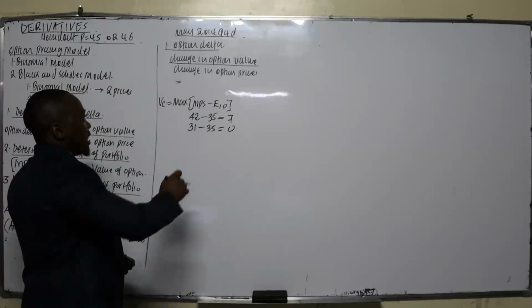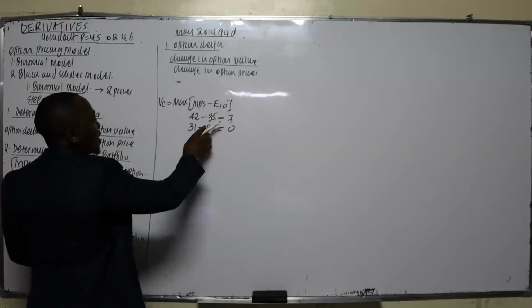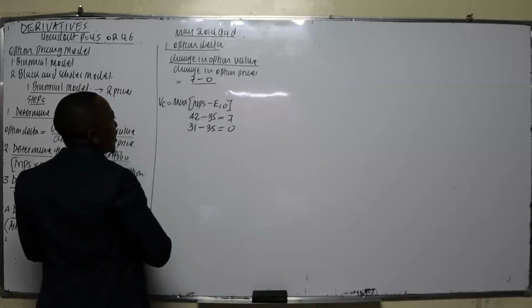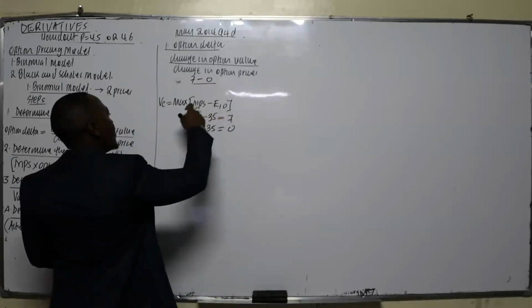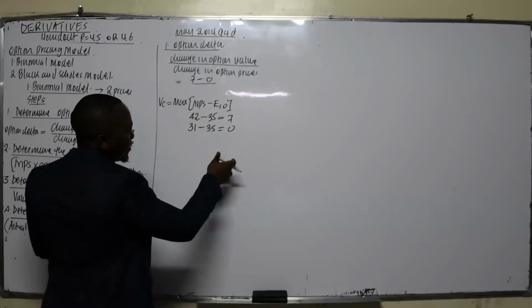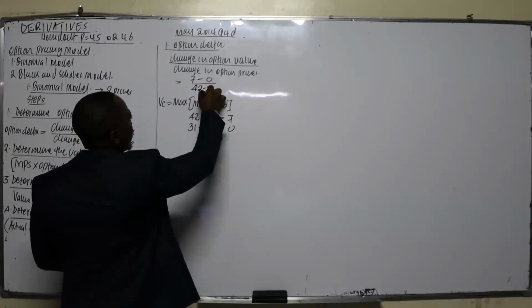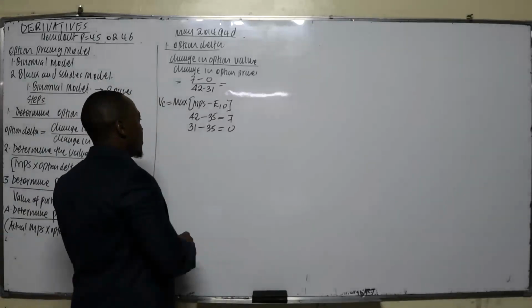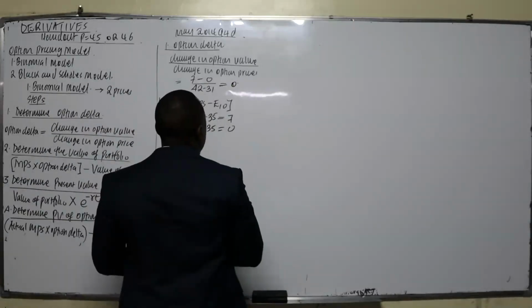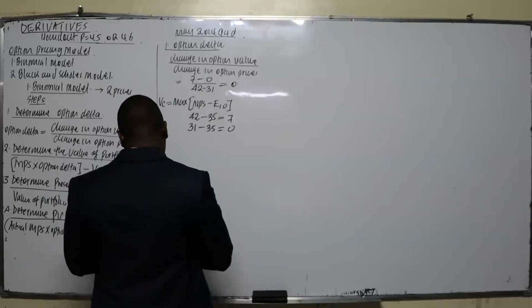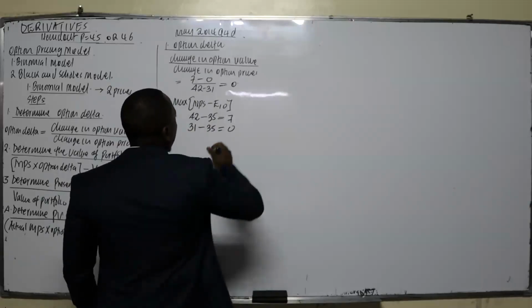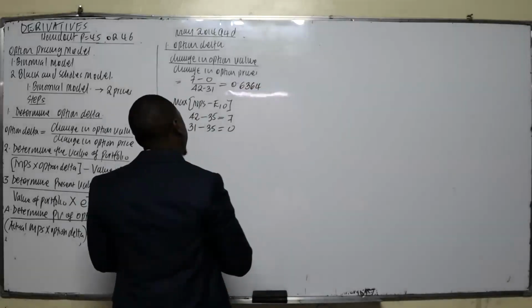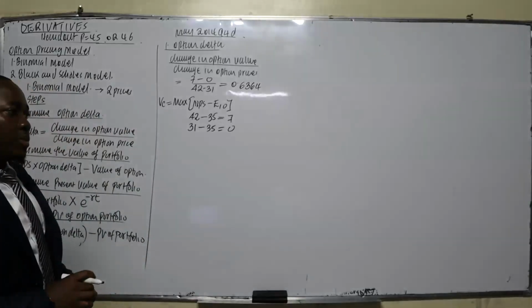So you take the change in option value. We have values of 7 and 0. So it's 7 minus 0. Then you divide by the change in stock price, which can either be 42 or 31. The difference is 11. So it's 7 over 11, to 4 decimal places, 0.6364. So that's the first step. You determine the option delta.